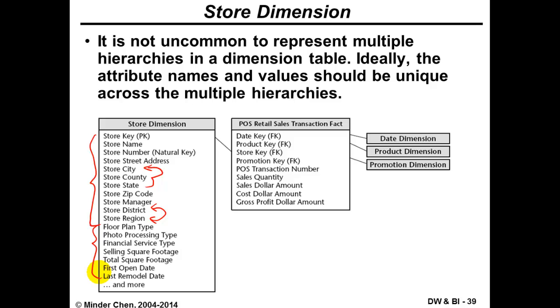There are other attributes that may affect the sales of an individual store. For instance, if the store has a photo processing facility or financial service facility, it may help bring more people to the store. And if you have a larger store, that's certainly supposed to generate more sales. And when it first opened may affect the sales, because a new store takes a while to get the word out. The total square footage is also a very important attribute, because we can actually use sales per square foot as a performance measure.